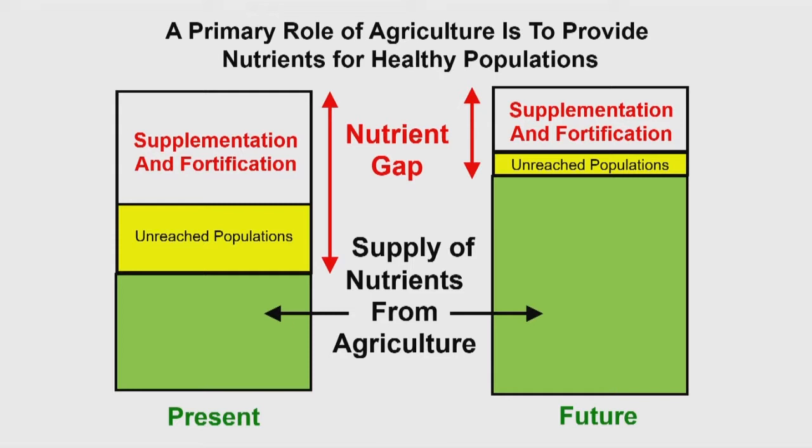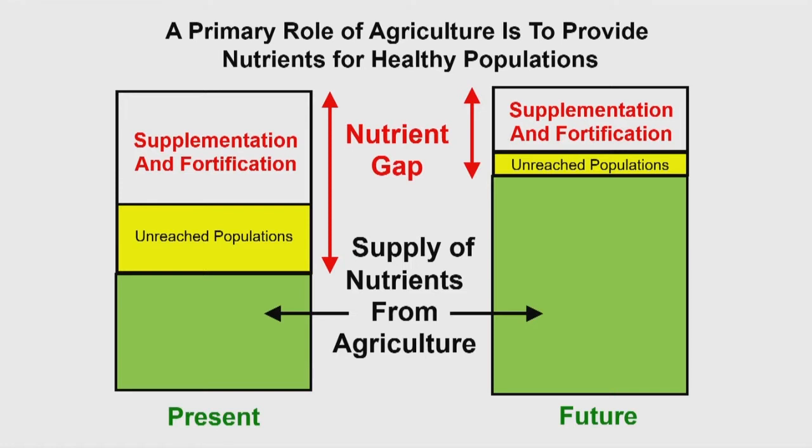So the general solution, and this is at a very aggregate, very general level: if the rectangle on the left is your entire nutrient requirements, agriculture is presently providing, in the green area, some of the nutrients that we need to be fully healthy. And the nutrition community has come in with supplementation and fortification to make up the gap. And of course, there are always some unreached populations.